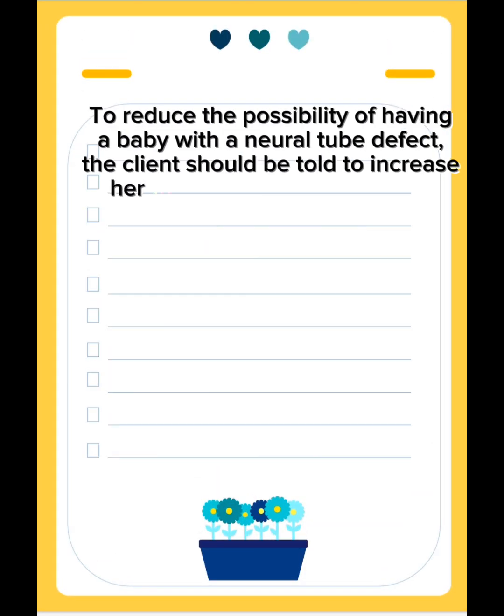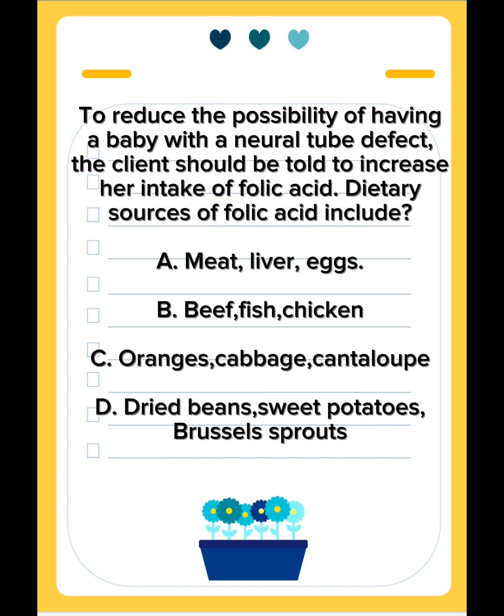To reduce the possibility of having a baby with a neural tube defect, the client should be told to increase her intake of folic acid. Dietary sources of folic acid include A. Meat, liver, eggs. B. Beef, fish, chicken. C. Oranges, cabbage, cantaloupe, dried beans, sweet potatoes, Brussels sprouts. The right option is C.